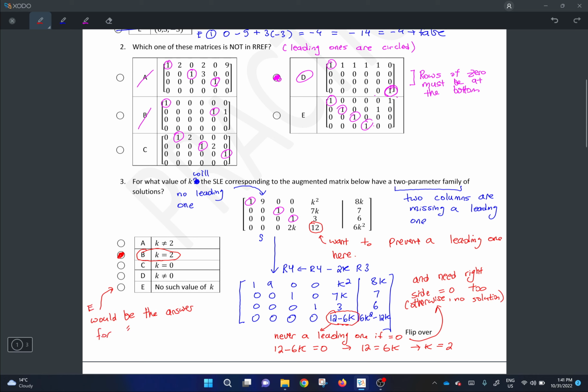For no solution, there's no value of k that you could use that would prevent a solution from existing, because you want 0, 0, 0, 0, not 0. The number that makes the bottom right entry equal to 0 is 2, but it also makes the right-hand side equal 0, because 6 times 4 minus 12 times 2, so 6 times 4 is 24, 12 times 2 is 24, 24 minus 24, that's 0. And then option A, all k not equal to 2, that would be for unique solution.